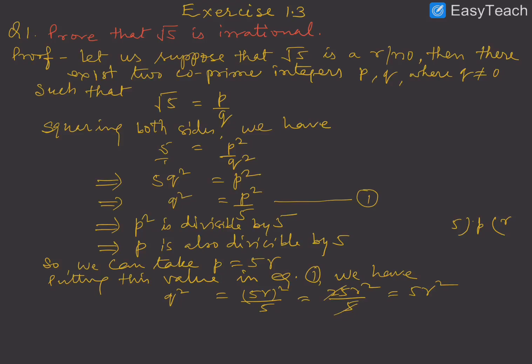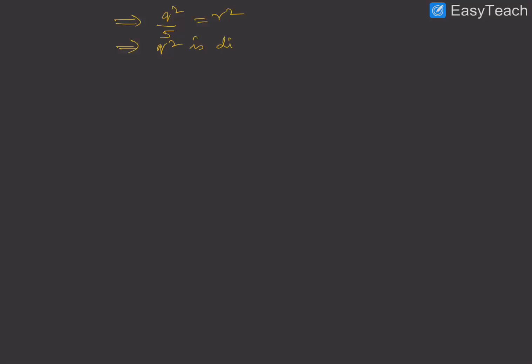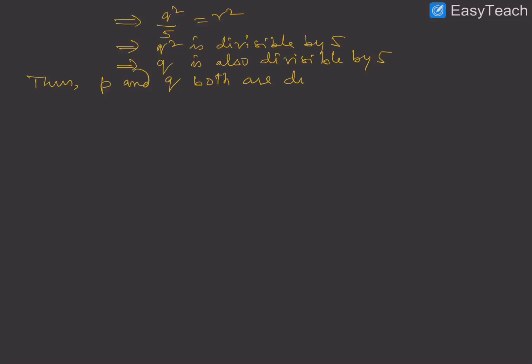Which can be further written as r square is equal to q square by 5, which implies that q square is divisible by 5, so q is also divisible by 5. Thus, P and Q both are divisible by 5 as proved above. So, P and Q are not co-primes.